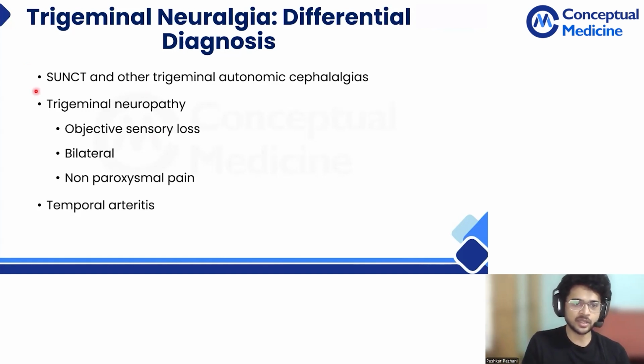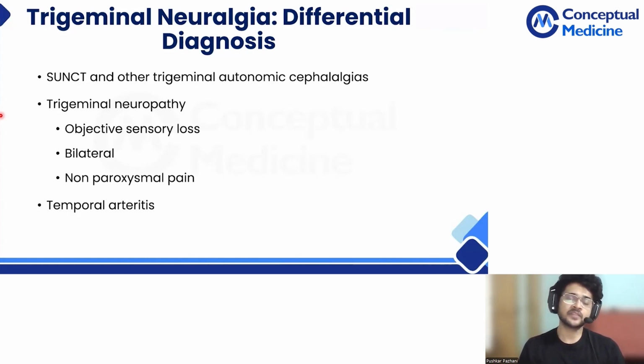Next is a trigeminal neuropathy. So the question is, when do you suspect a trigeminal neuropathy? I already mentioned when you have an objective sensory loss or a negative sensory symptom over the face, that itself says that you might be dealing with a trigeminal neuropathy. Second, usually trigeminal neuralgia is unilateral, but if it is bilateral, you have to suspect a secondary cause. If the patient is young, okay, usually trigeminal neuralgia is a disease of the elderly. But if the patient is young, that time you have to suspect a secondary cause or a trigeminal neuropathy.